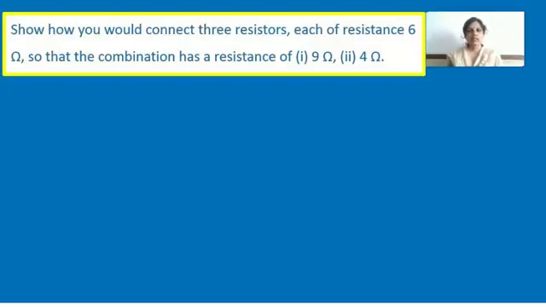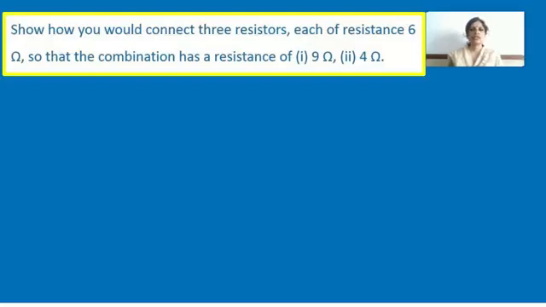There are 3 resistors. Value of every resistor is 6 ohm. How will you connect them? In which combination you will connect them, so that the total resistance of the circuit will be 9 ohm and 4 ohm? So let's check out all the possibilities one by one.